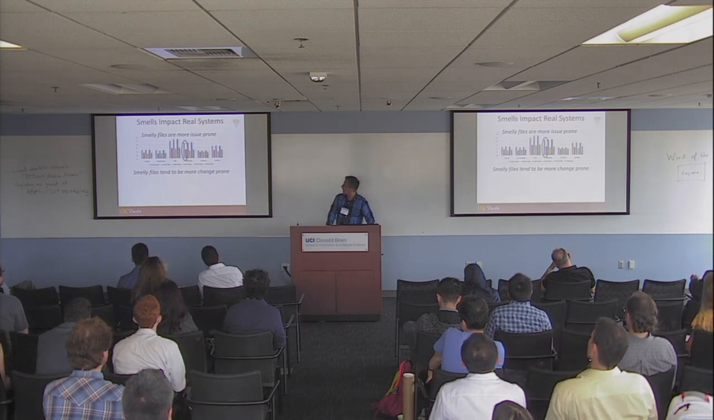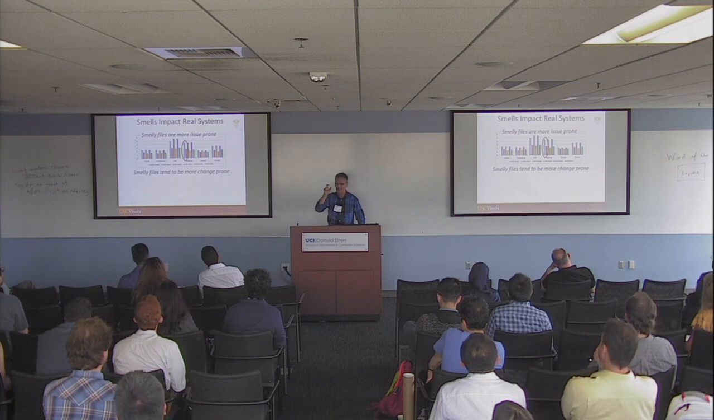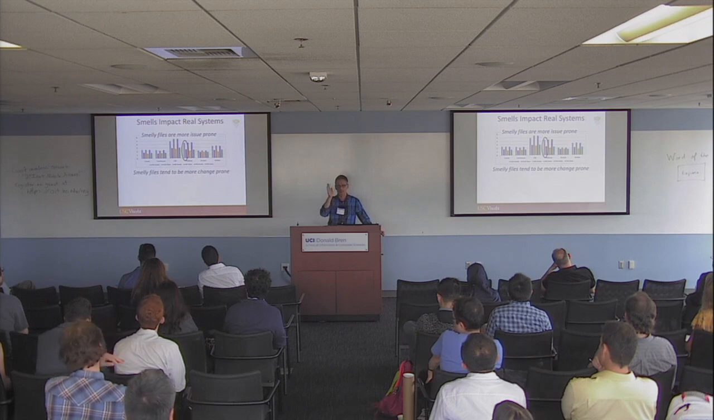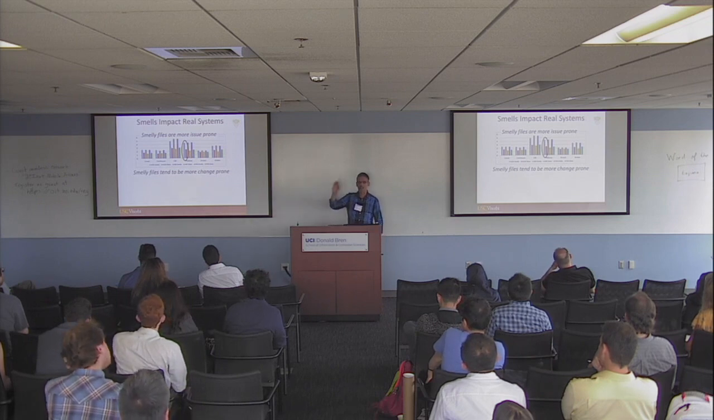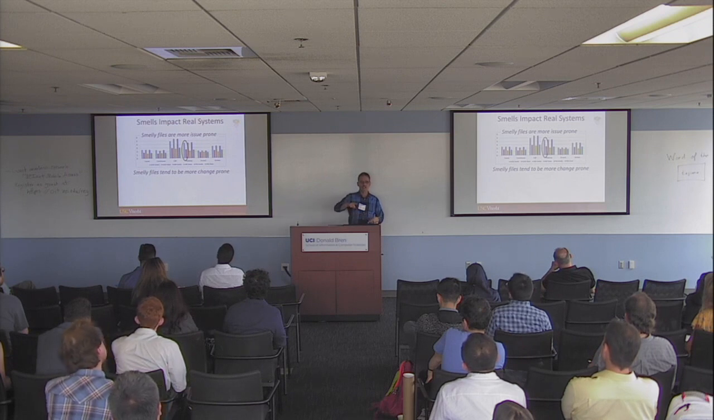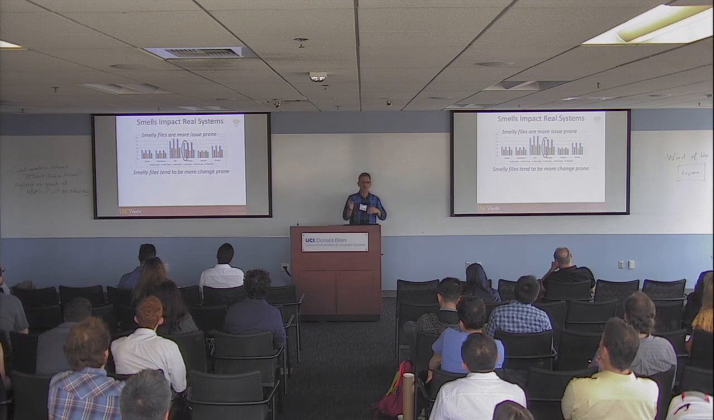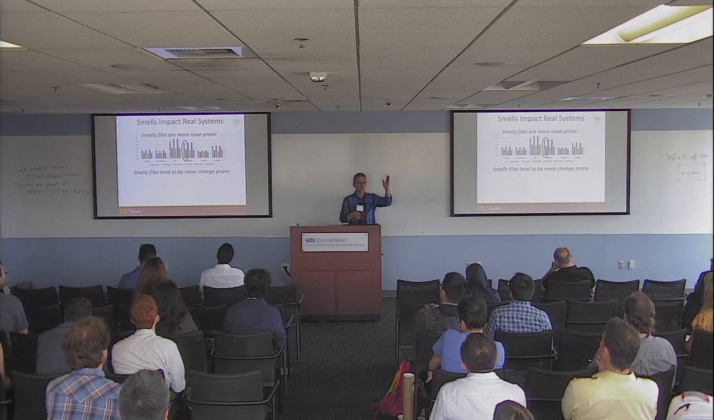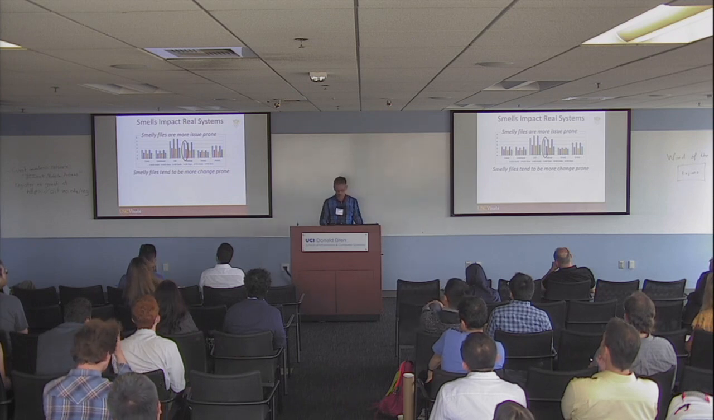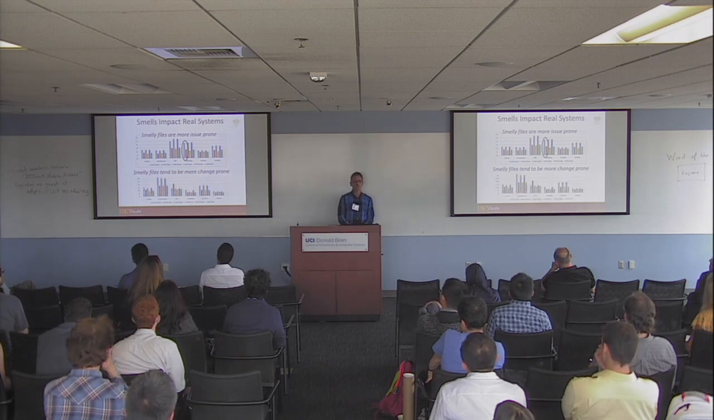So here, the thing that I isolated there, basically these are pairs of bars. For each pair, on the left you have the smelly one, and on the right you have the clean one. So you'll see that in every instance, you don't have to worry about what these systems are, I'll come back to them in a minute. These are large open source Apache systems, but in every instance, the smelly file is significantly more issue prone than the clean file. Also, they tend to be more change prone.